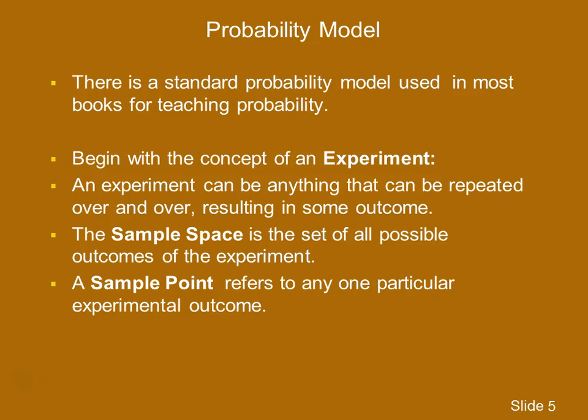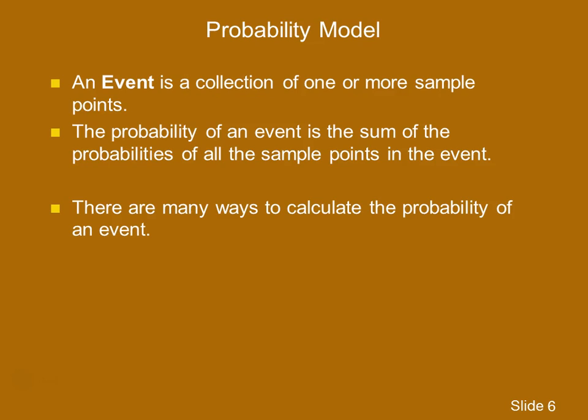All of those can be thought of as experiments. The sample space is going to be the set of all possible outcomes in the experiment. And a sample point refers to any one particular outcome. An event is a collection of one or more sample points. And we're usually going to be interested in finding the probability of various kinds of events. One simple way to define the probability of an event is to say it's simply the sum of the probabilities of all the sample points in the event.